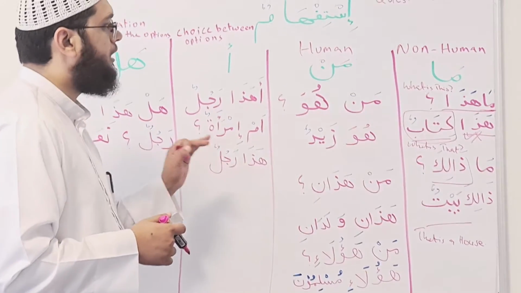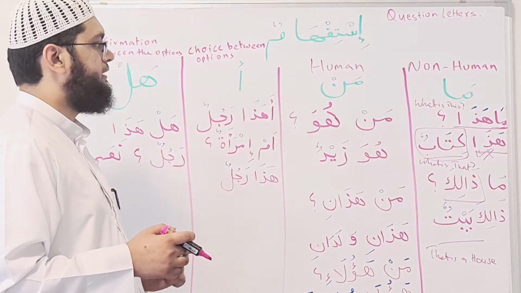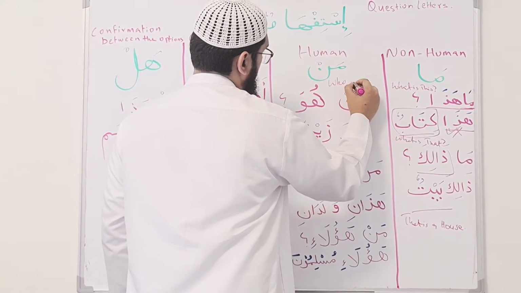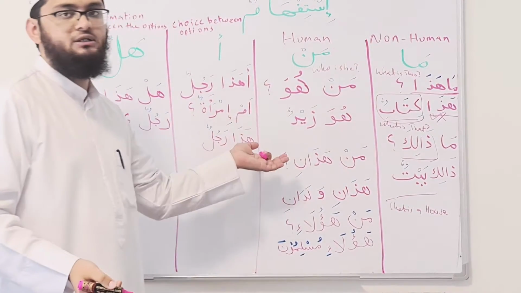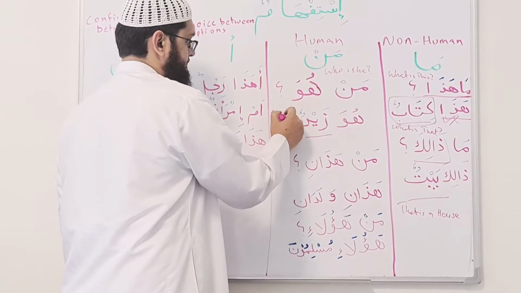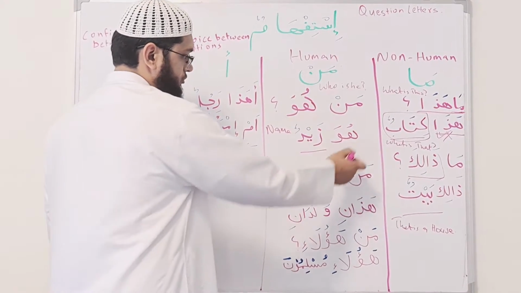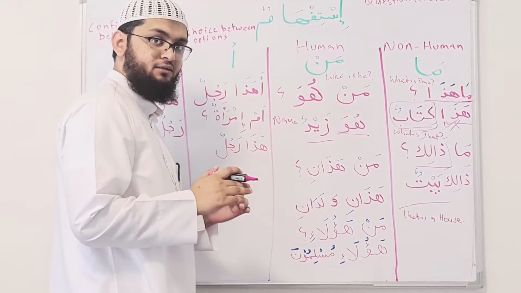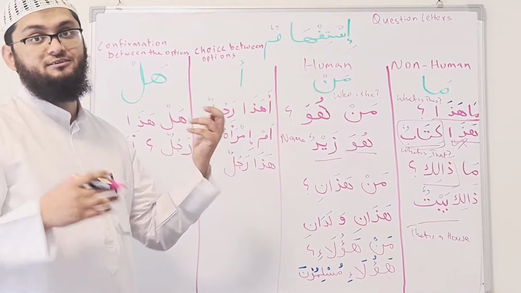Coming to man. Now, in man, as I said, it's for humans. So let's say, for example, I have an example over here, man huwa. It means who is he? Simple. And the answer is huwa Zaydun. He is Zayd. So Zayd is the name of a person. I can just say Zayd. But I'm using huwa, so that I can confirm that yeah, exactly he is Zayd.